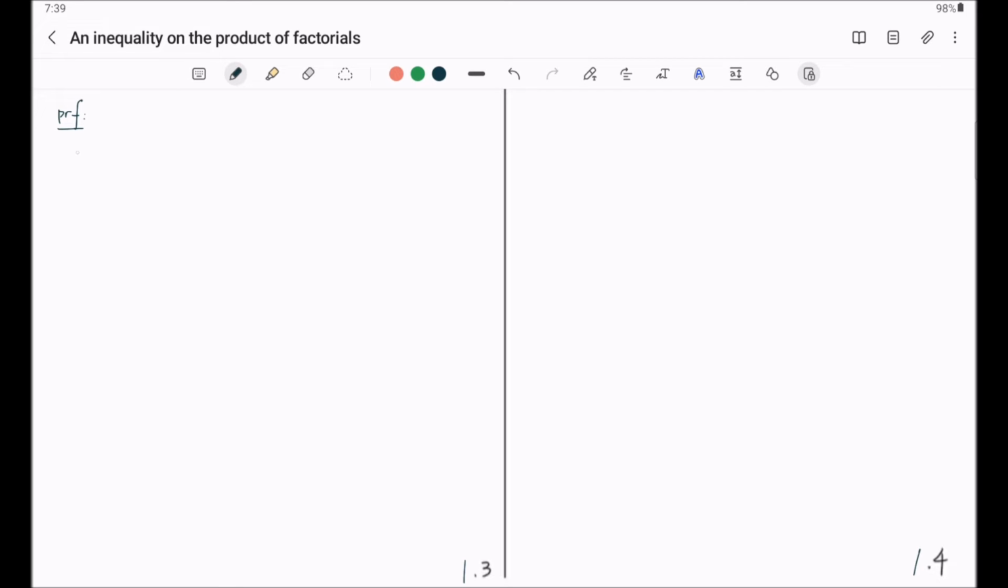First, we make a quick observation. We observe that m factorial times n factorial is bigger than m minus 1 factorial times n plus 1 factorial whenever m minus n is greater or equal to 2. This can be verified immediately because this first line is equivalent to, if you divide both sides by m minus 1 factorial and n factorial, just m greater than n plus 1, which is in turn equivalent to m minus n greater than 1.